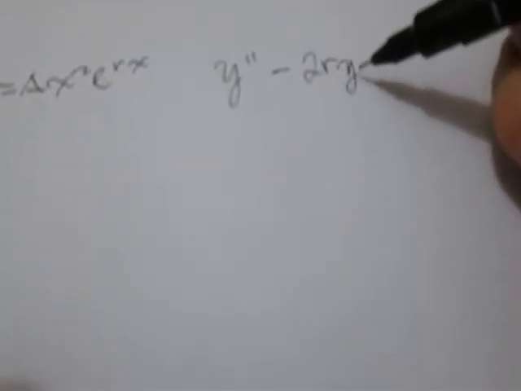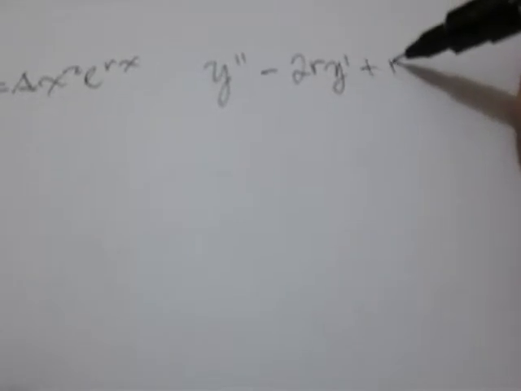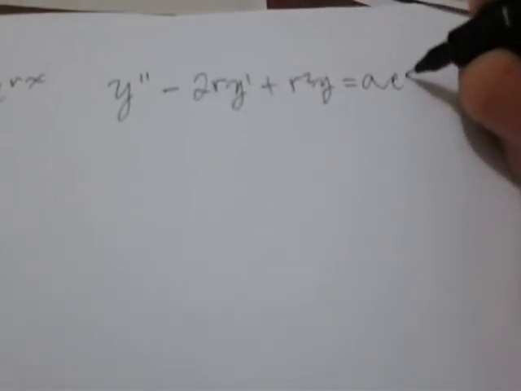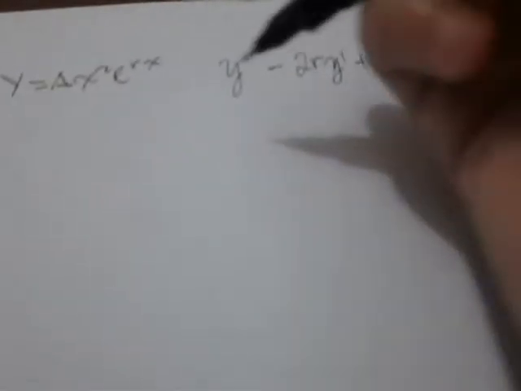In this problem, we have to show that a can always be determined so that y equals a x squared e to the power of rx is the solution of the differential equation second derivative of y minus 2r times first derivative of y plus r squared y equals a e to the power of rx.